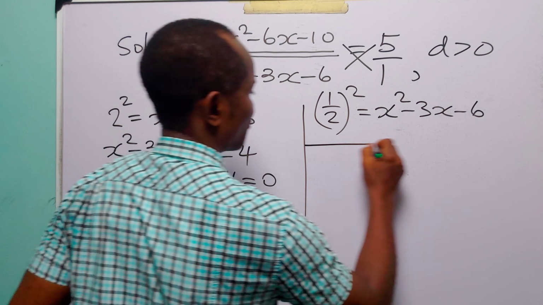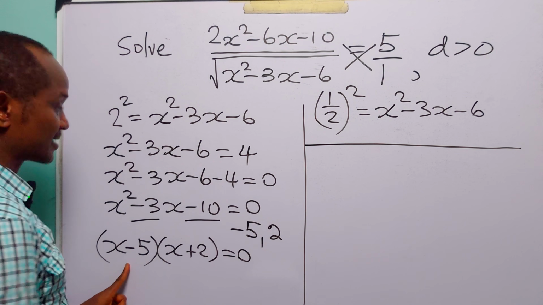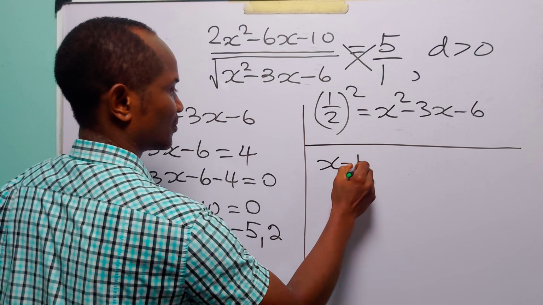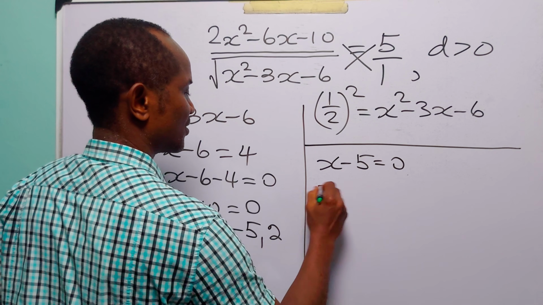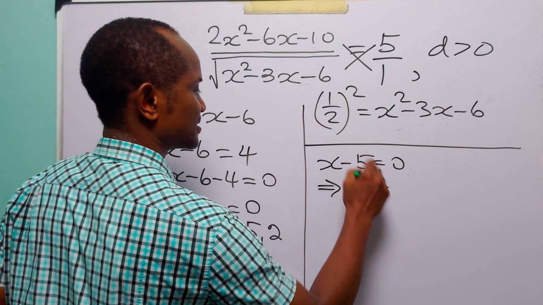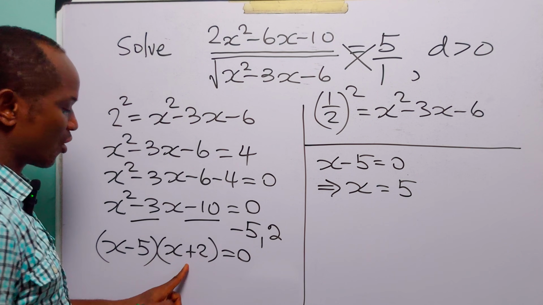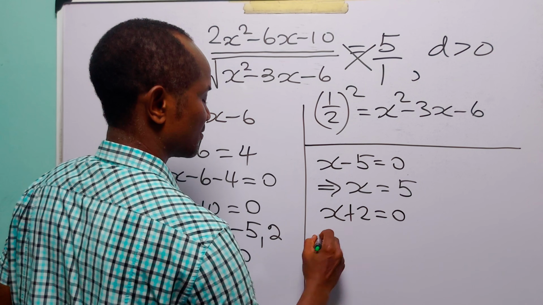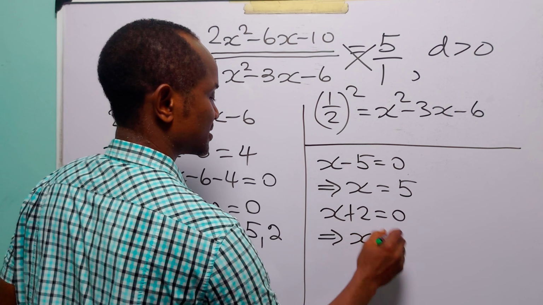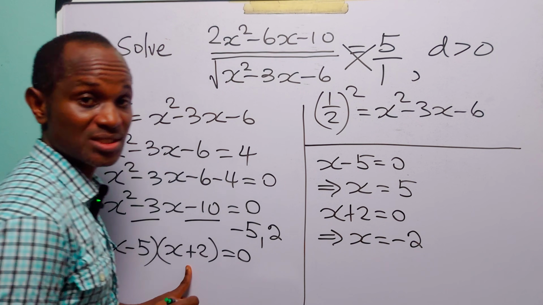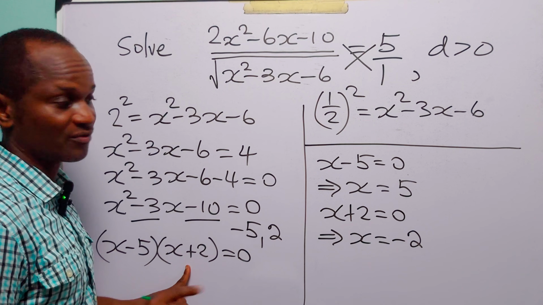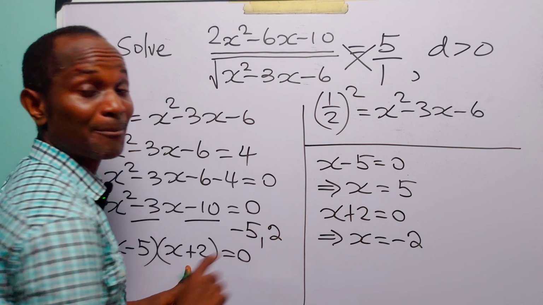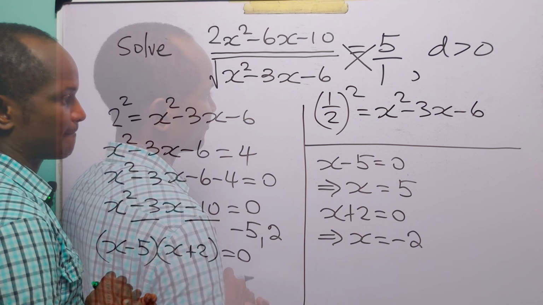And of course, from here, we have that either x minus 5 is equal to 0, from where x is equal to 5, or x plus 2 is equal to 0, from where x is equal to minus 2. So we have two values for x, 5 and minus 2.